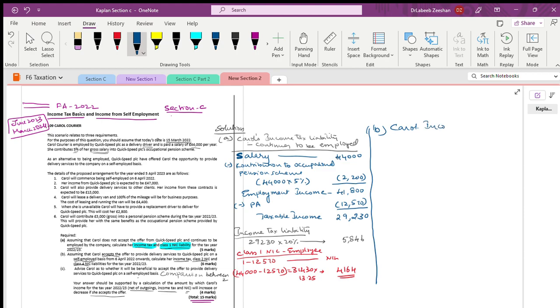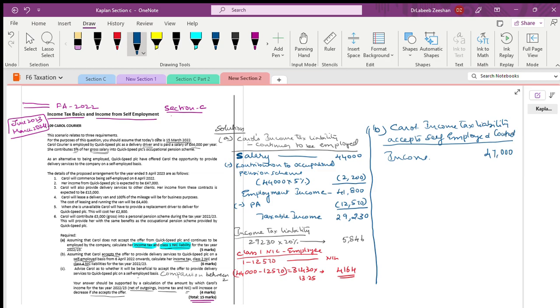Write down: Carol's income tax liability if she accepts the self-employed contract. How much is her income? Her income is 47,000.